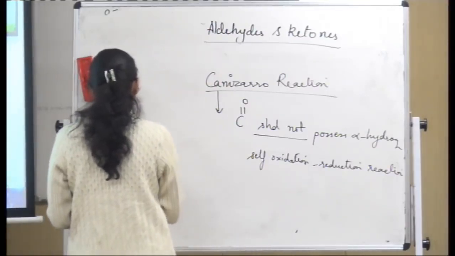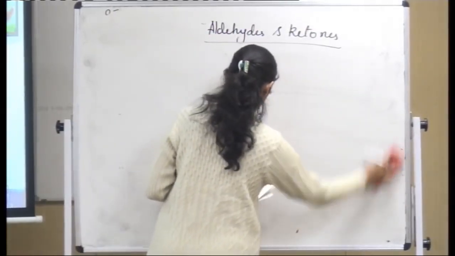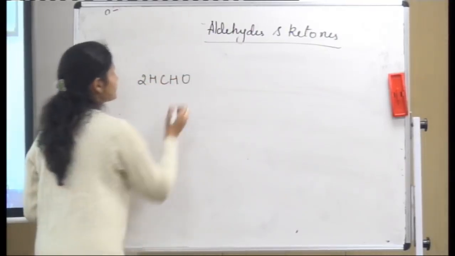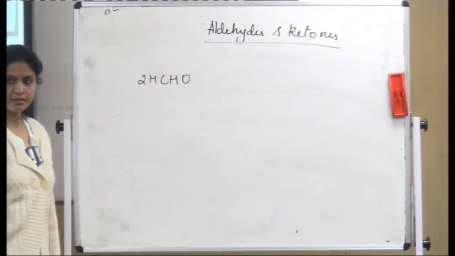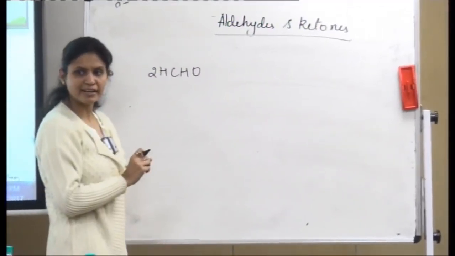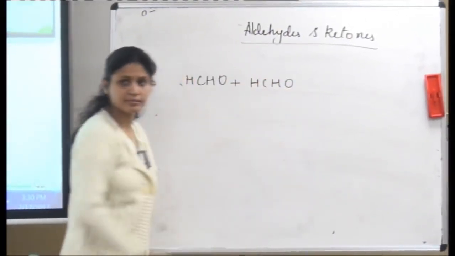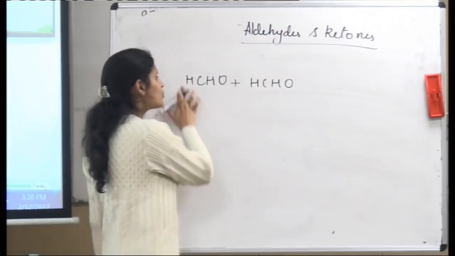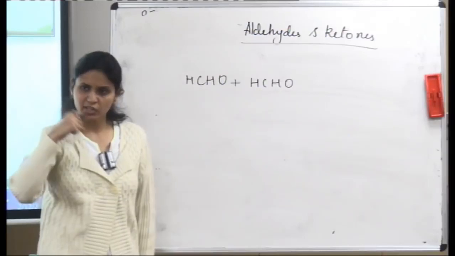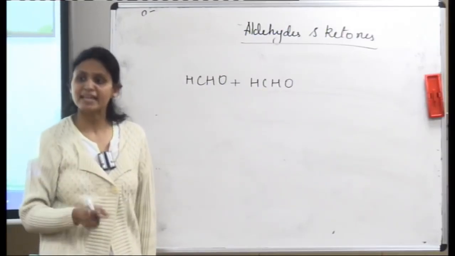Can we have another example for the Cannizzaro reaction? Let's take 2HCHO. That means this is formaldehyde. I am taking 2 molecules of formaldehyde. I can write this as HCHO again, right? Both of these carbonyl compounds do not possess alpha hydrogen. That means whatever reaction they undergo, it is not the aldol condensation. Instead, it is the Cannizzaro reaction.